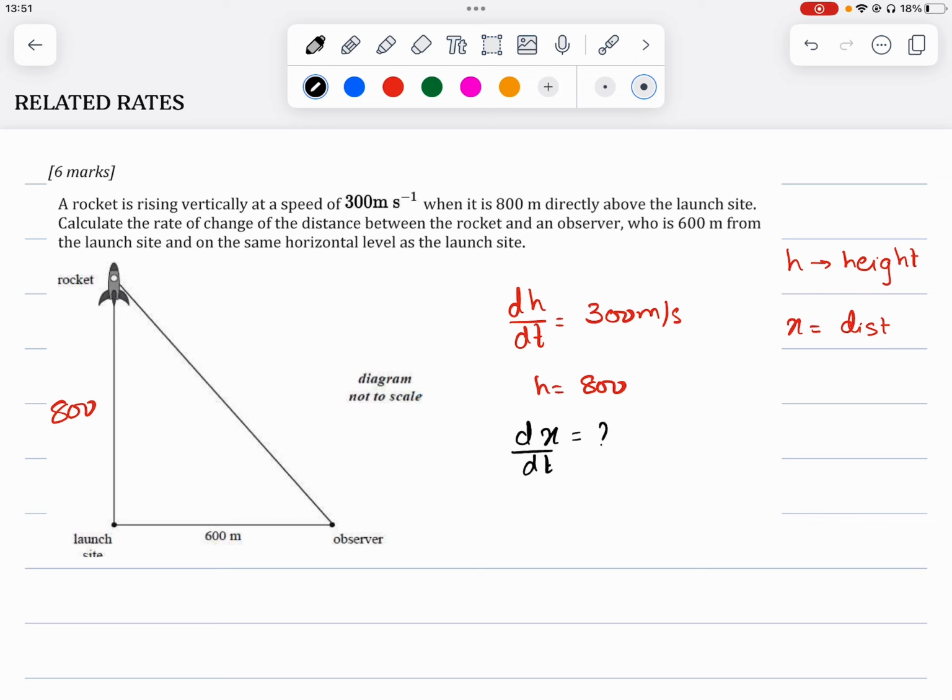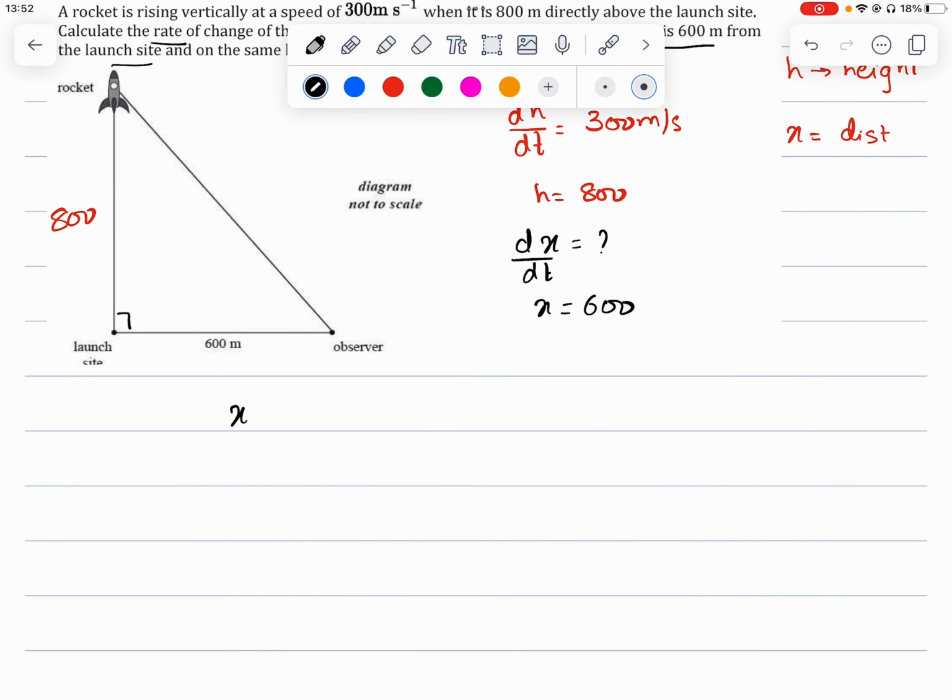Rate of change means always with respect to time. And the observer is 600 meters from the launch site. The distance is given as 600 meters. Now we know that it forms a right angle triangle. In a right angle triangle, we use the Pythagorean theorem. Rather than taking it as x square, what am I going to take first? H square plus, because h keeps on changing, right? So variables, plus 600 square equals nothing but what?